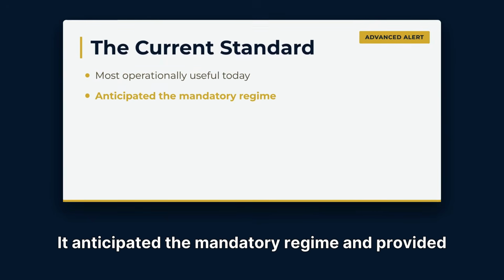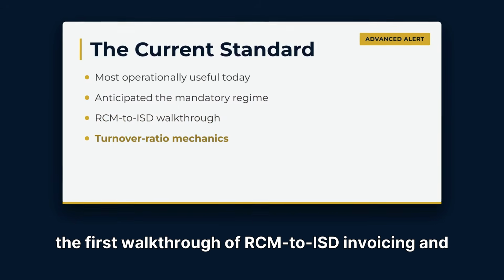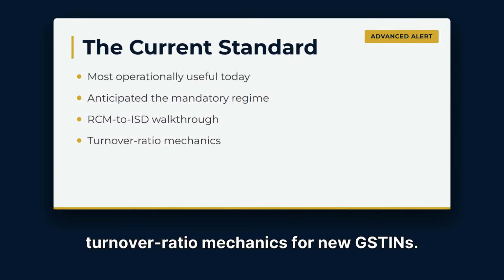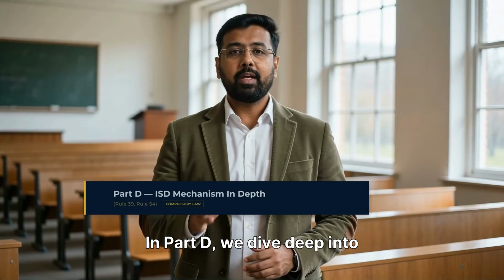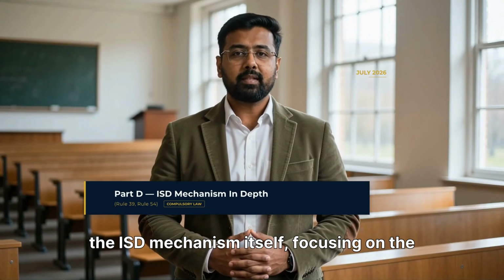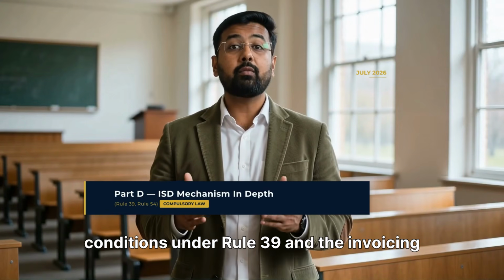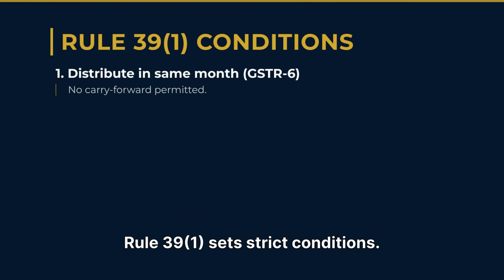It anticipated the mandatory regime and provided the first walkthrough of RCM to ISD invoicing and turnover ratio mechanics for new GSTINs. In Part D, we dive deep into the ISD mechanism itself, focusing on the conditions under Rule 39 and the invoicing requirements of Rule 54. Rule 39(1) sets strict conditions.